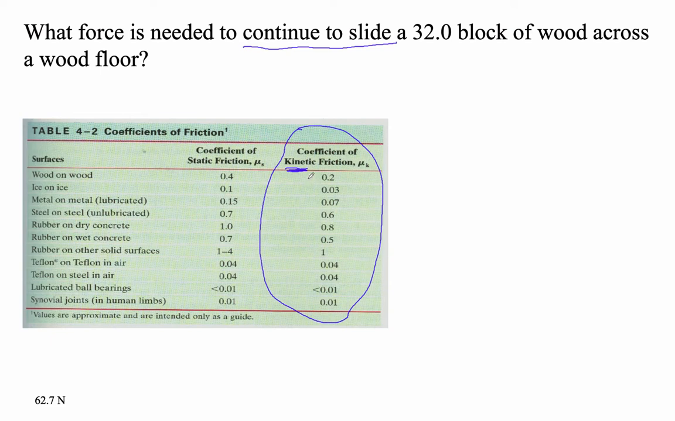Okay, so let's see. We're one of those, and it's wood on a wood floor, wood on wood. There it is. So this is our guy right here, the 0.2. So mu kinetic is 0.20. There's no units. That's crazy.